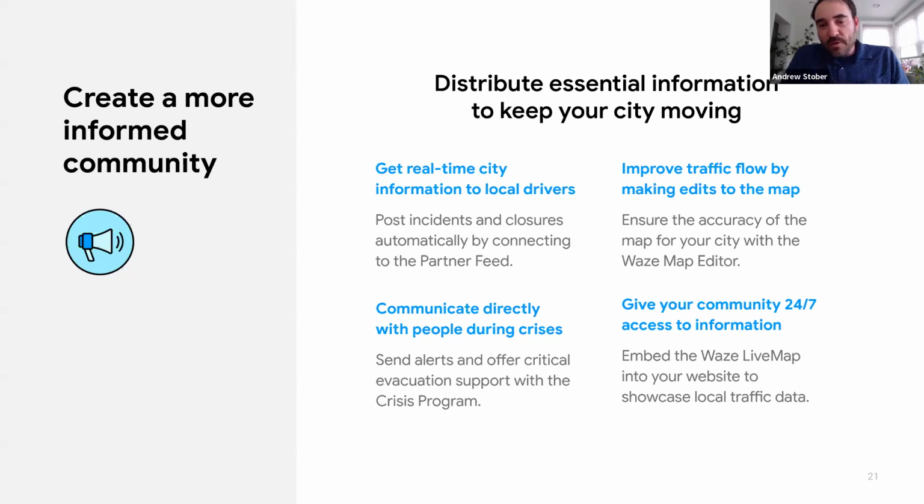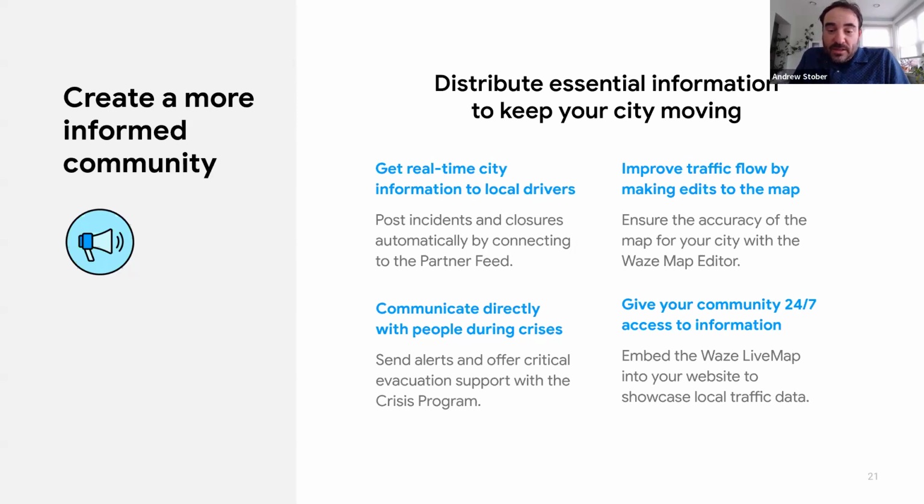And the core of the program is really about creating a more informed community. It allows you to get real-time information to drivers. And as you may be familiar, Waze is a driving navigation app. So you get that real-time information by connecting a partner feed or by using other tools that I'll go through in a little bit. We allow you to make edits directly to the Waze map to make sure that it reflects the conditions on your city streets and the regulations that are on your city or state roads.